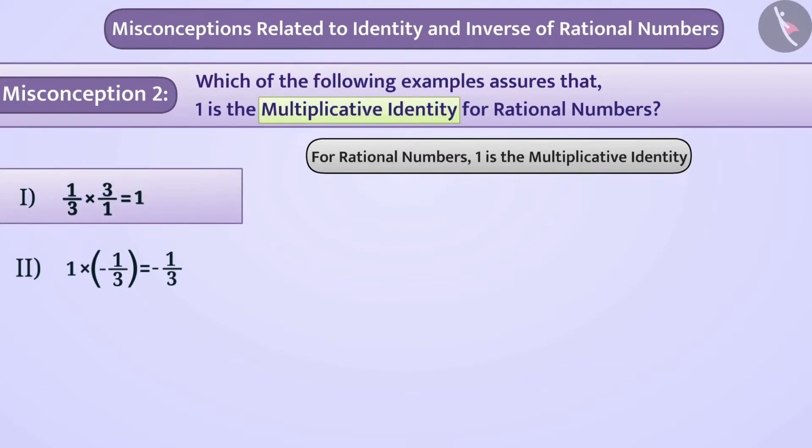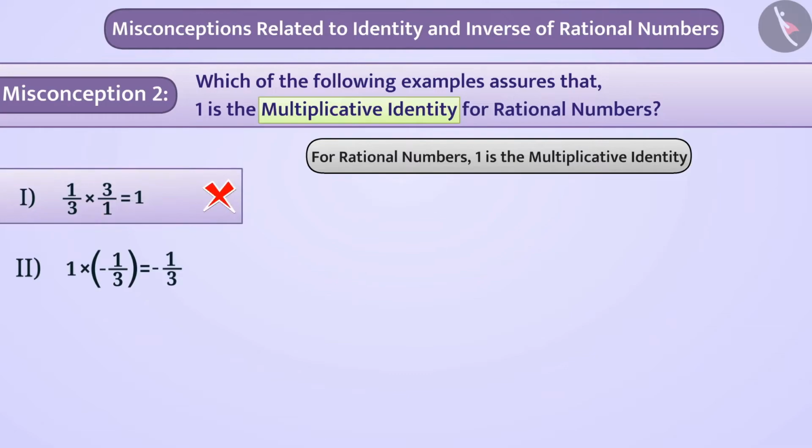By looking at the first option, they think that here the multiplication operation is performed and the answer obtained is 1. Therefore, this option is an example of multiplicative identity. For this reason, they give the answer as option 1, which is a wrong answer.